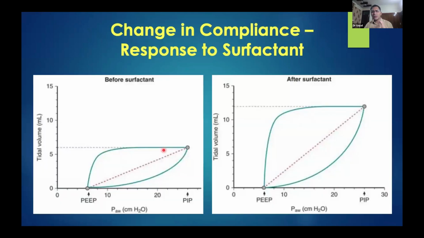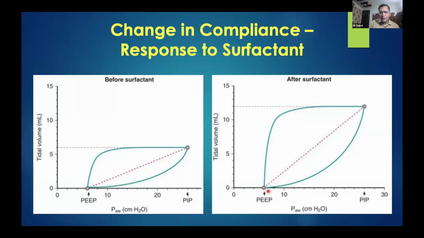A very important clinical utility of the compliance curve is the response to surfactant. Suppose you have intubated a baby and you're giving surfactant, and then you see the response. This is the best. You can see the curve is flattened here, almost a 20-25 degree angle. With a PIP of around 24, you're getting a tidal volume of 6 ml.